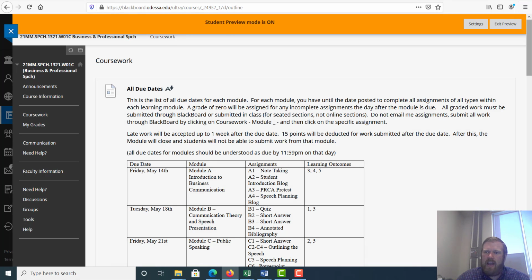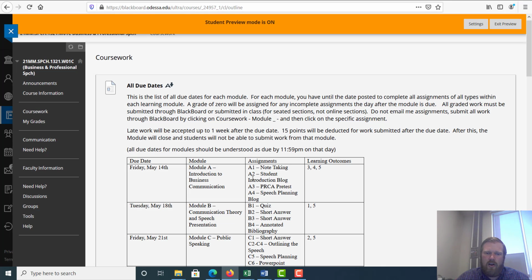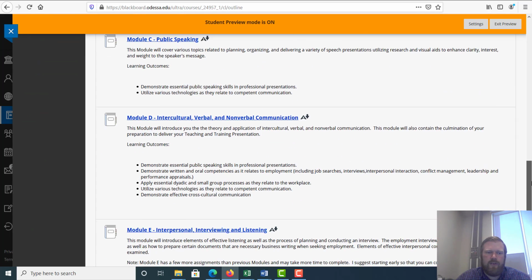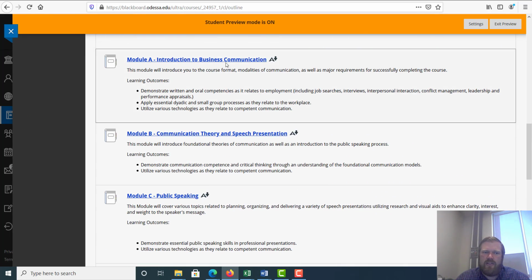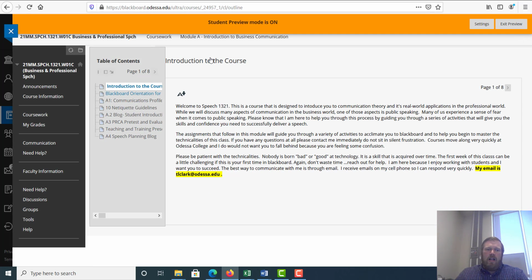Coursework, we're going to walk through modules A and B. As you can see, there are 8 assignments total. They will be due by May 18th. It's going to be very important for this Maymester course that you stay in front of everything. So let's walk through them. First module is module A, Introduction to Business Communications.